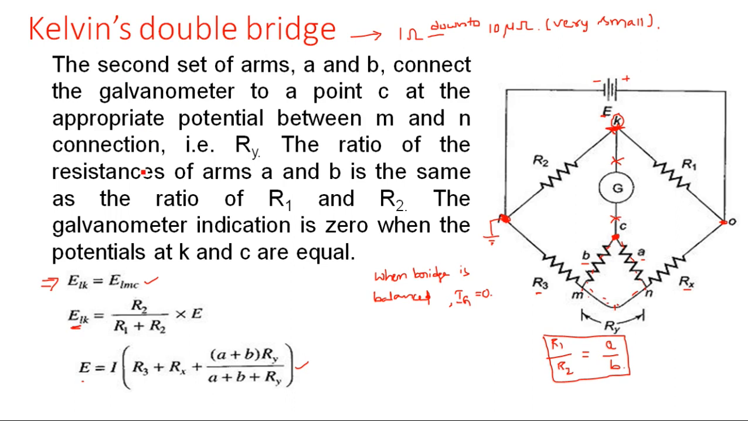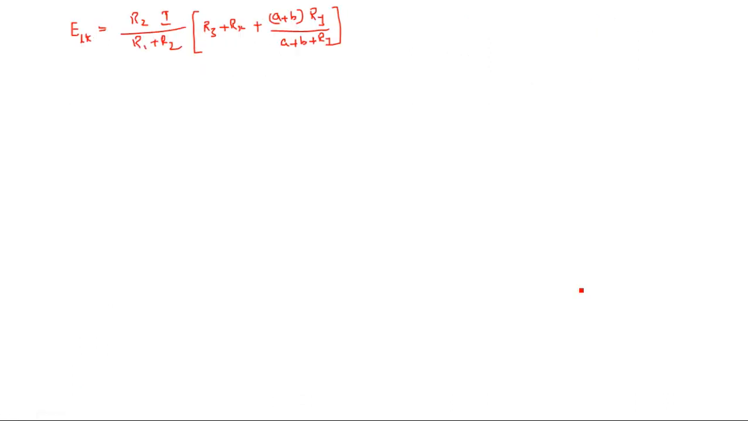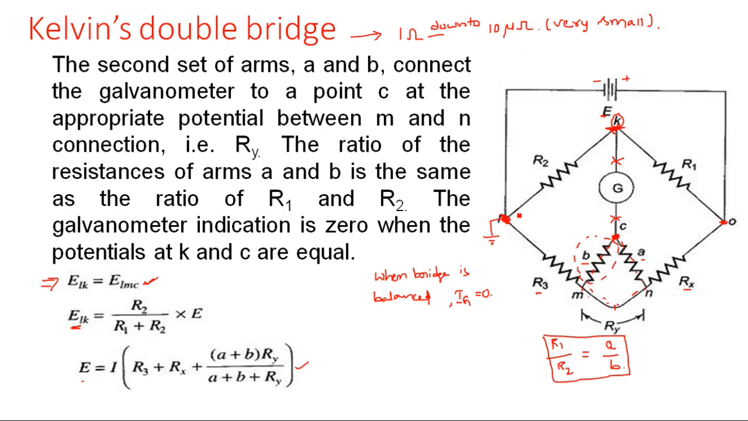Now we need to get ELMC. How can we write ELMC? ELMC is nothing but from here through this resistance R3 through this resistance B. When we are writing the equation ELMC, only B resistance is there. There is no A and there is no Ry. Okay, so how we can write that? So ELMC is equal to I into, what is the total resistance in that path? I into, what is the total resistance from C to ground?